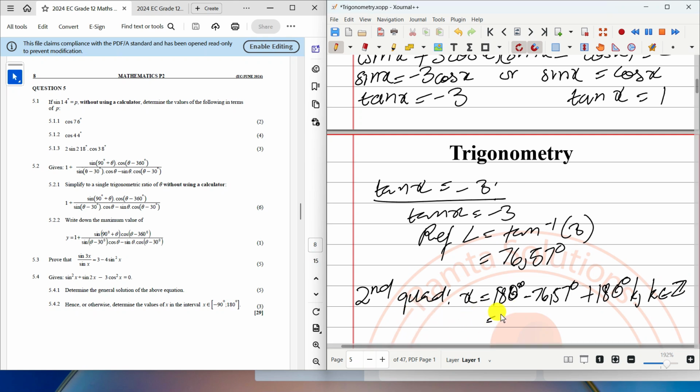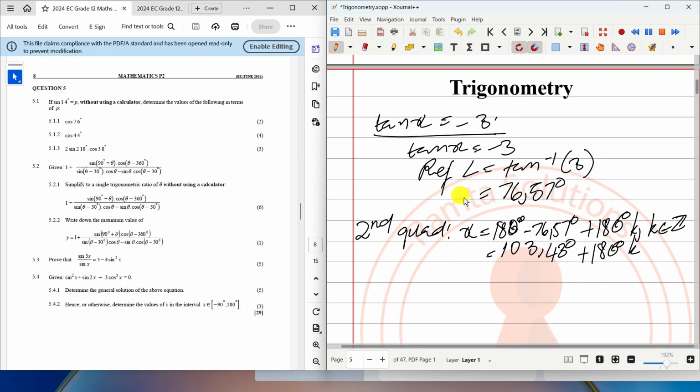Therefore, this will be 103.43 degrees plus 180 degrees k. 180 minus 76.57 is 103.43 degrees. That's correct. Again, where is tangent negative?